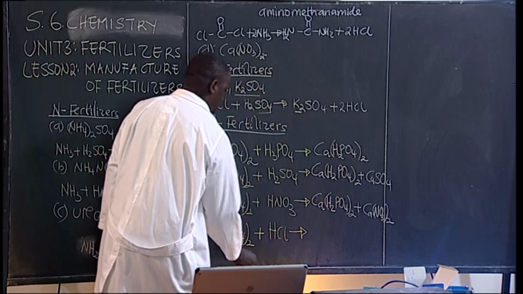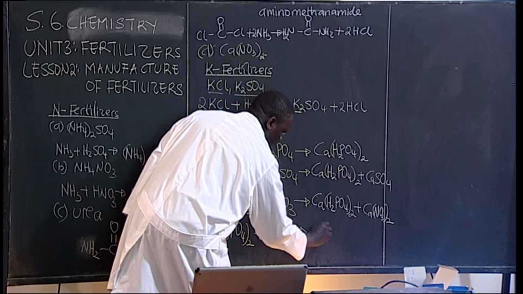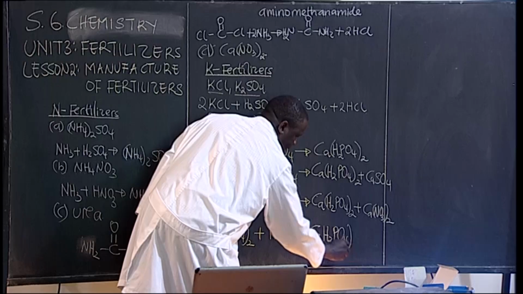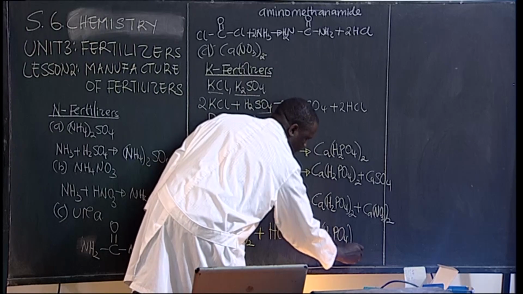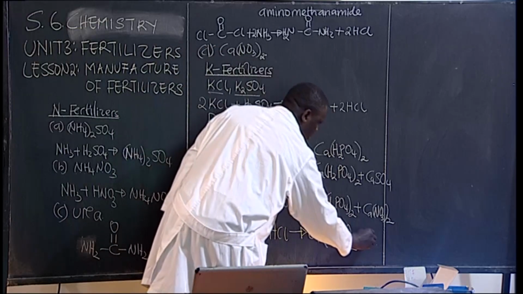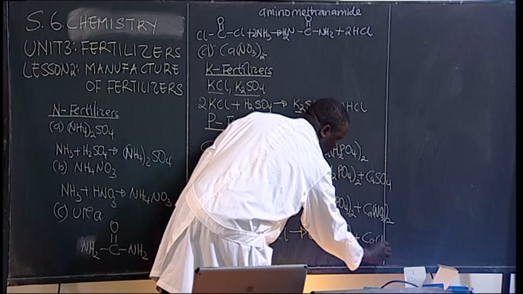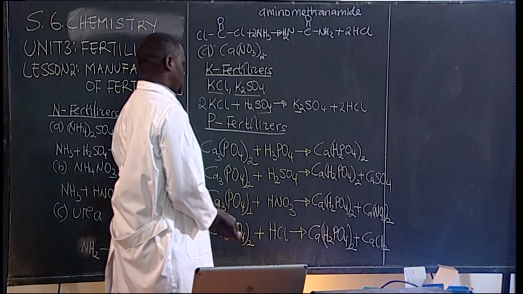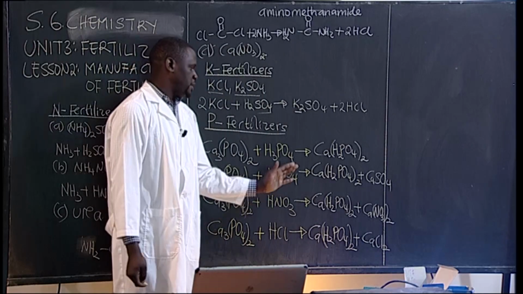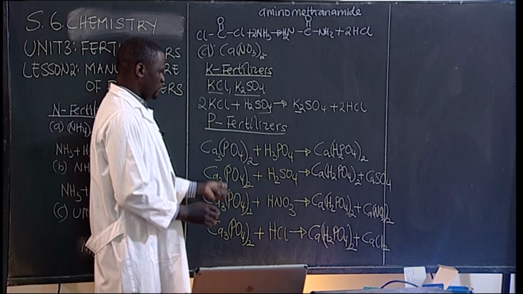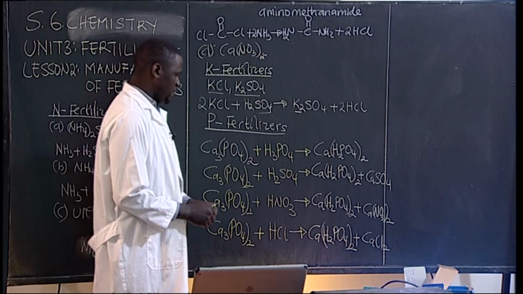So we can also have calcium hydrogen phosphate, 2 here, plus obviously calcium chloride. So all these ones, the products will be the phosphate fertilizers. So we are going to see how we balance in our slides.